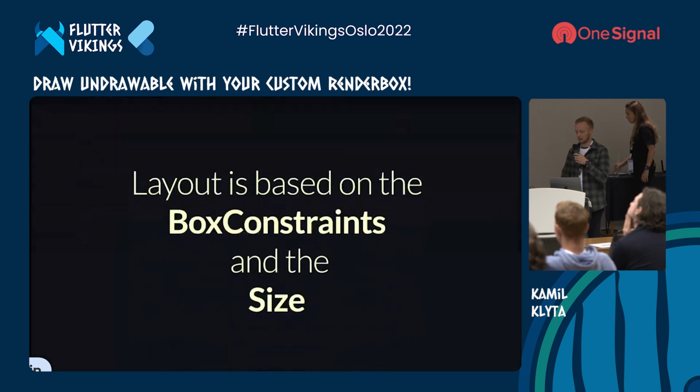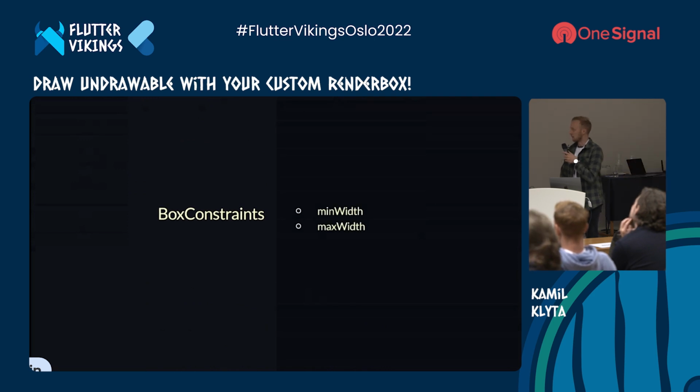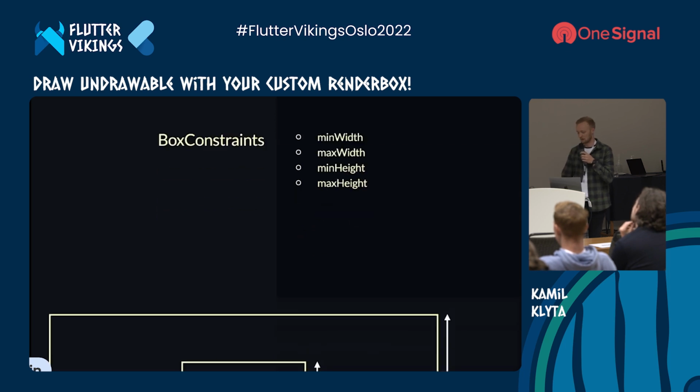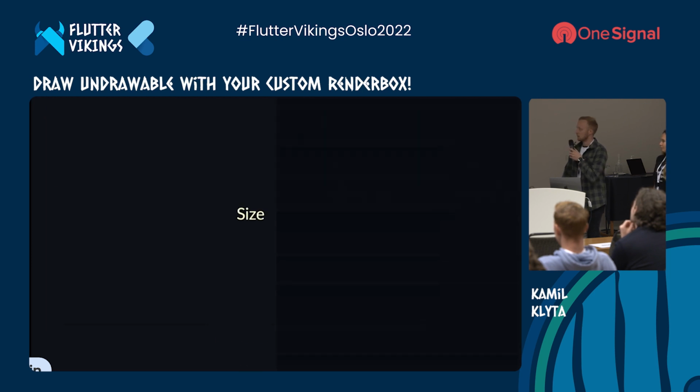So let's take a look at what exactly this is. Box constraints is nothing more than min width, max width, min height, and max height. This is the definition of the minimum and maximum size of the render box. It is like we're saying, hey, our child, you can be this small or this big. And what the child gives us is its width and height, the exact size that the child would like to take. So this is the answer: I take this width and this height from the available constraints.